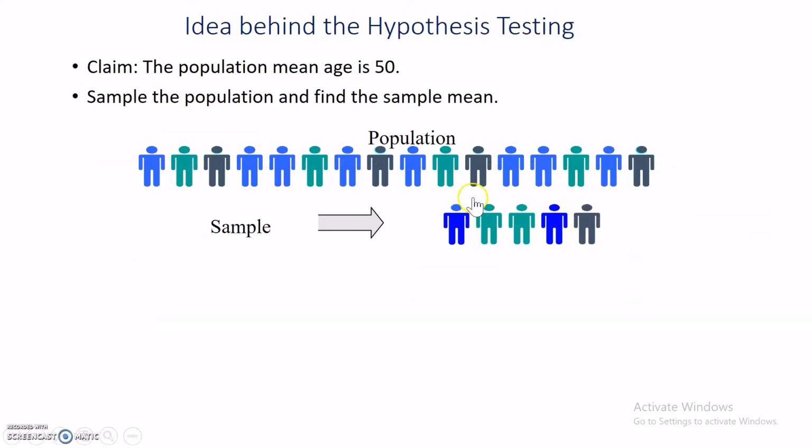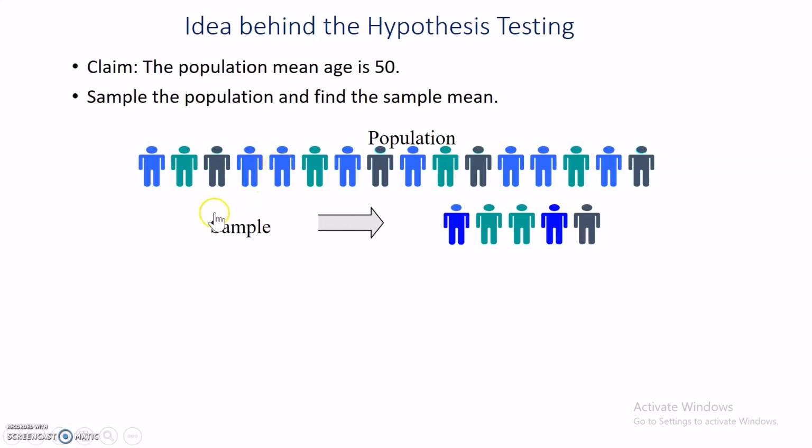Let's say we have a population. This is the population of people, right? The population consisting of people. And we have a claim about this population: the mean age is 50. Somebody told us, or we have a history of that. We know that the mean age in this population is 50. So we want to test this claim.